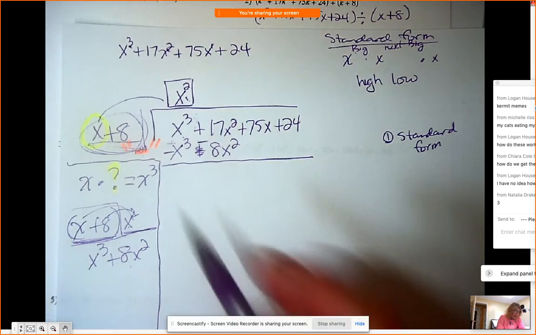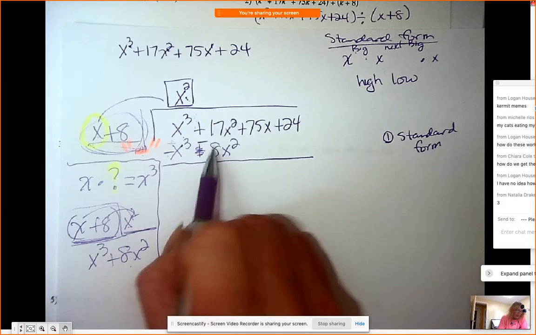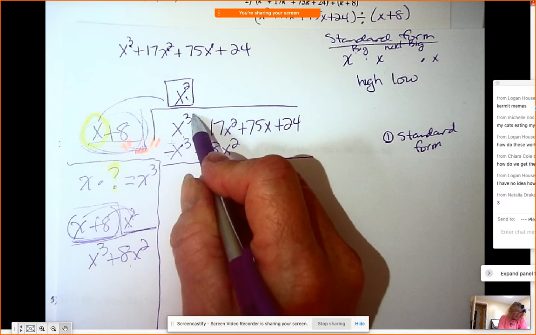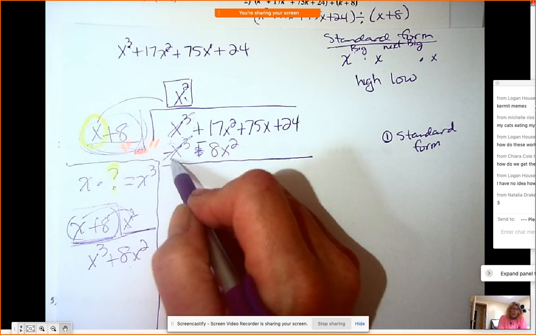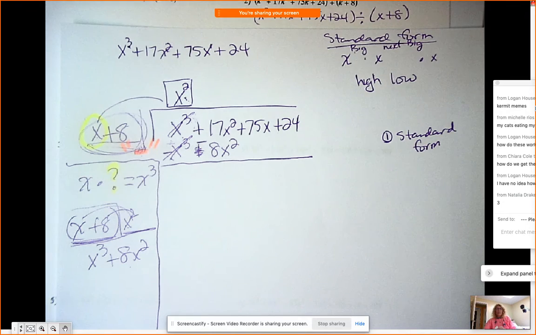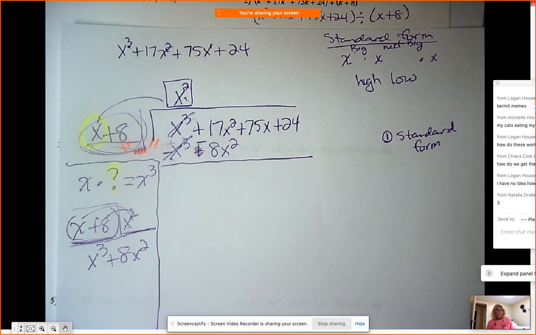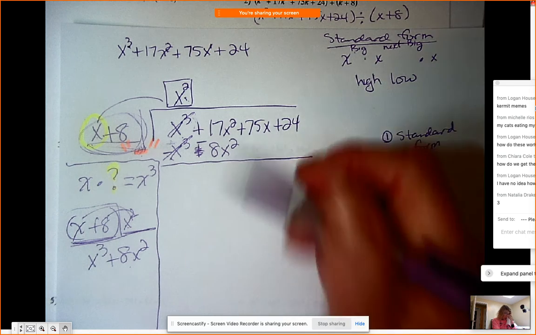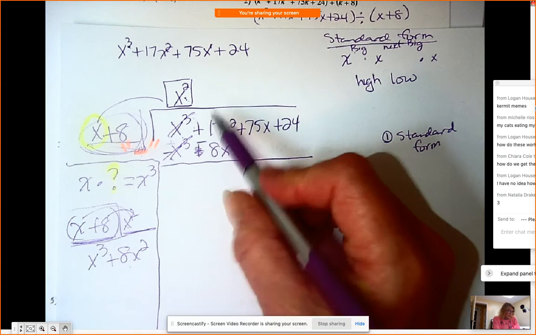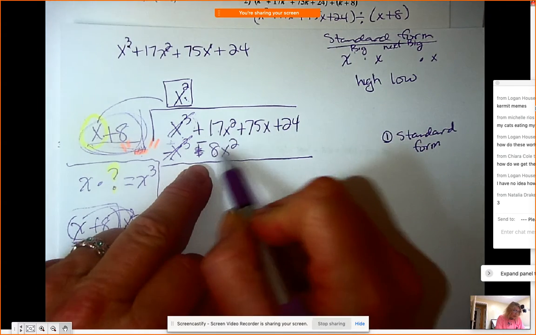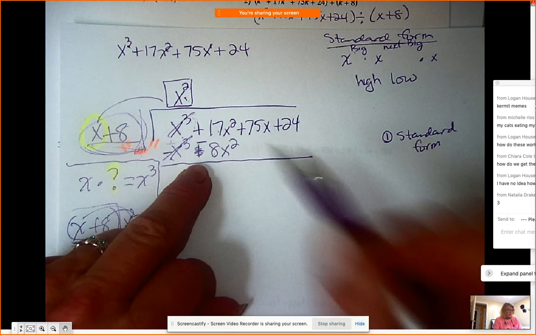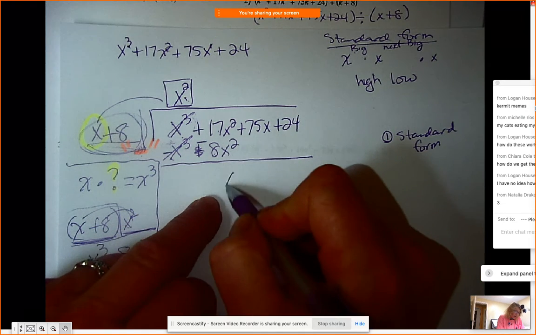Okay, so that negative went through and made that negative and that negative. Now, x cubed minus x cubed, it disappears. If this first term doesn't disappear, you've completely done something wrong. The whole idea is to get rid of that very first term so we can get down to nothing. All right, here we go. 17x squared minus 8x squared. What is it? What's 17x squared minus 8x squared?